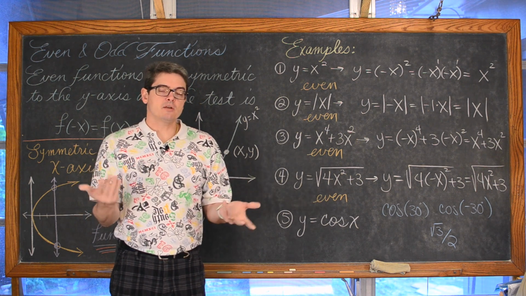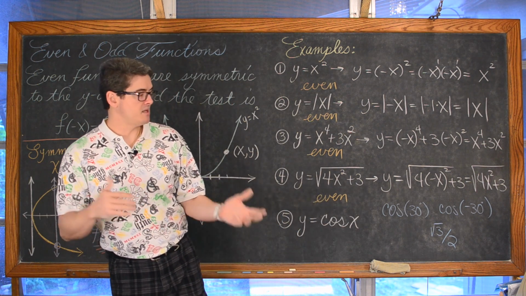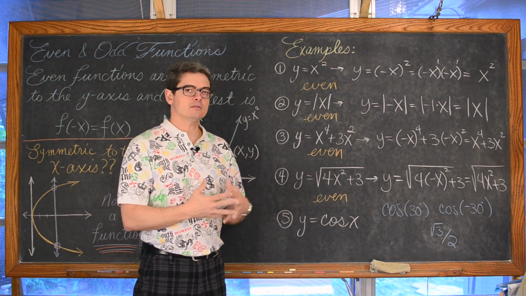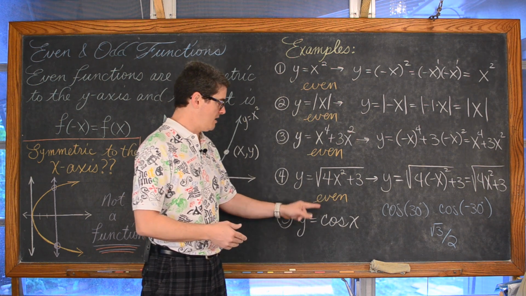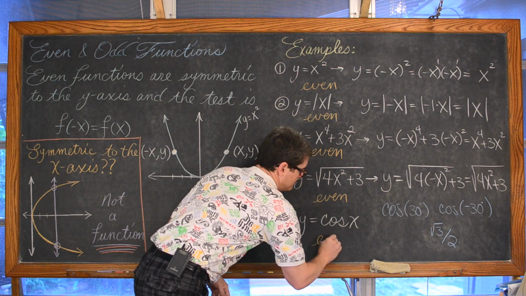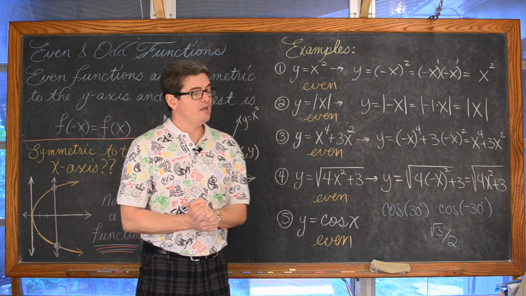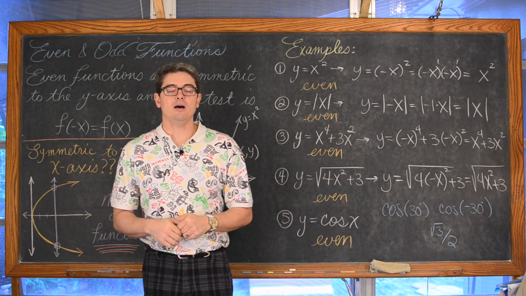And if you try the cosine of 30 and negative 30, the cosine of 45 and negative 45, the cosine of 60 and negative 60, you're going to continue to get the same answer over and over again. And thus the cosine function is an even function as well. Okay, so that is about all I can talk about for even functions. Let's get on to the odd ones.